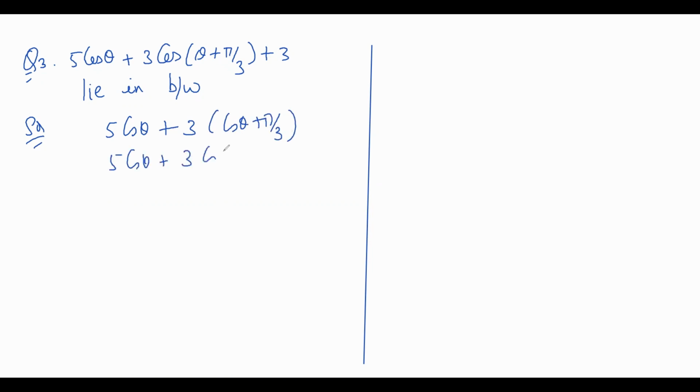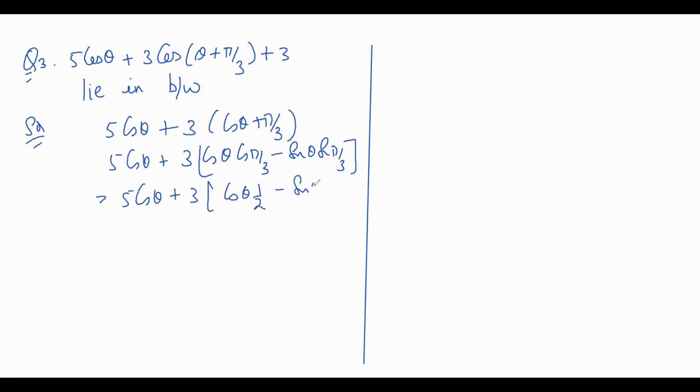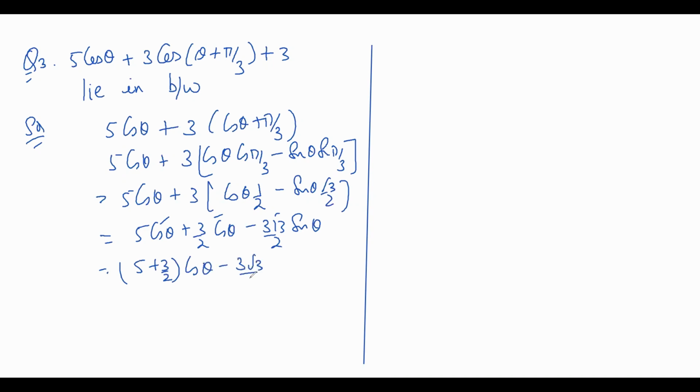You know that cos A plus B is cos A cos B minus sin A sin B. And this is 5 cos theta plus 3, cos 60 degrees is 1 by 2, sin 60 degrees is root 3 by 2. Now this comes out to be 5 cos theta plus 3 by 2 cos theta and minus 3 root 3 by 2 sin theta. I have just opened the bracket, and now you have to separate the coefficients. The coefficient of cos theta is here 5 plus 3 by 2, and the coefficient of sin theta is minus 3 root 3 by 2. So that means this is my A and this is my B. And this A comes out to be 13 by 2 after solving, taking the LCM.